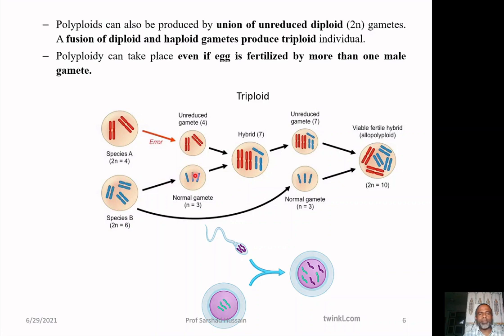out of 6 you have only 3 chromosomes, and when both of these meet, they hybridize to form the zygote or the hybrid. So, polyploidy can take place even if an egg is fertilized by more than one male gamete. This condition may also happen. Say, for example, the female gamete has been formed by normal meiotic division, and the male gamete is also normal. Instead of 1 sperm, if 2 sperm fuse with one egg, it will again lead to the formation of a triploid condition. So, how polyploids are induced, you can imagine from them.